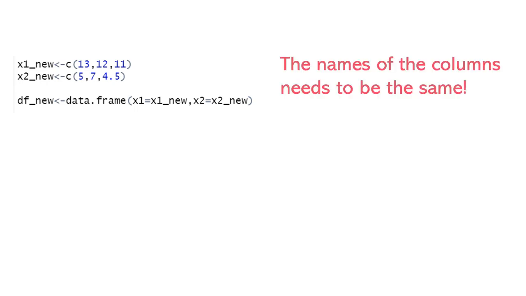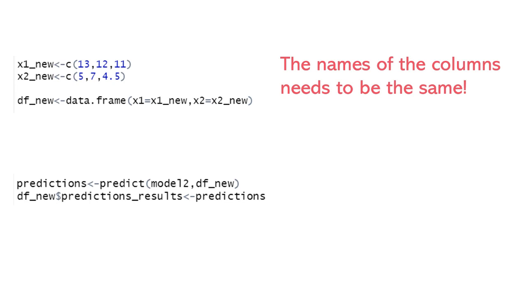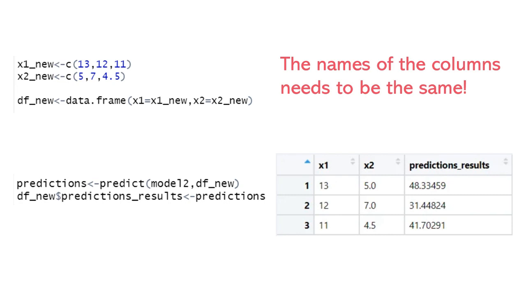Keep in mind that in order to predict using the model, we need to make sure that the columns have the same name as the coefficients used in the model. Since we use the names x1 and x2 when building the model, we need to give the new columns the same name. Now, we can predict the y values with the following code. The first line of code gives you the prediction as a list of values named predictions. The second line inserts these values to the table df_new as the column named predictions_results. If you look at your table now, it should be something like this.